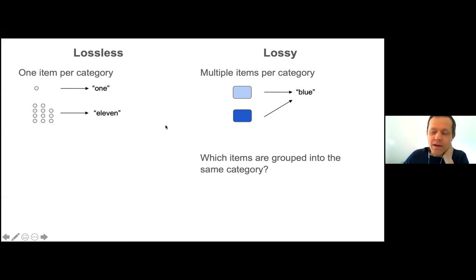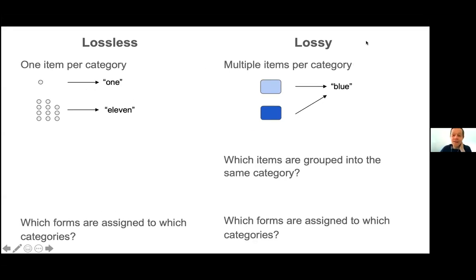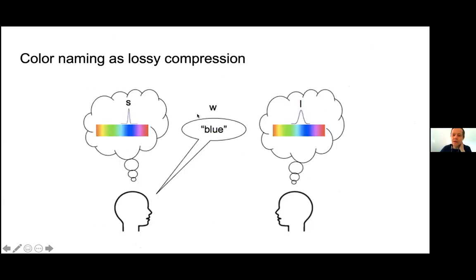So this is going to be the main question that we focus on today, but there are other interesting questions, and information theory has a bit to say about these questions too. So questions like, which forms are assigned to which categories? And these apply to both lossless communication and lossy communication. So the Zipfian idea that shorter forms get applied to more common concepts is relevant to both lossless and lossy communication. But for this part, let's focus on the question of which items get grouped together into the same category.